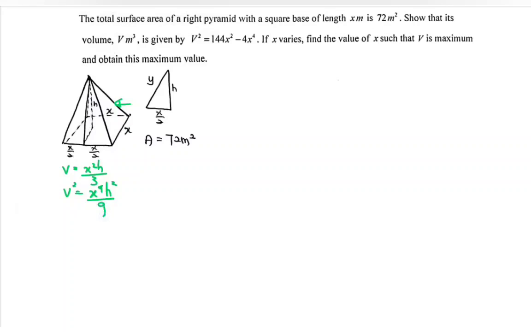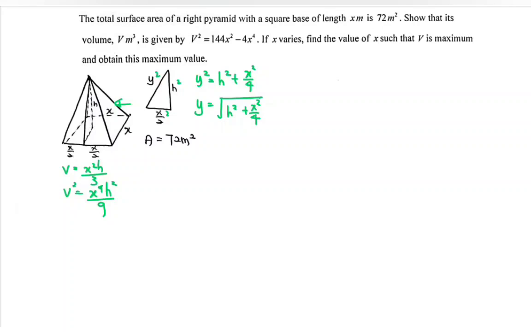Next, we have to change the term h squared into x. Based on the situation given, in the right angle triangle we notice that y squared equals h squared plus x squared over 4, because of the sum of squares. So y equals the square root of h squared plus x squared over 4.